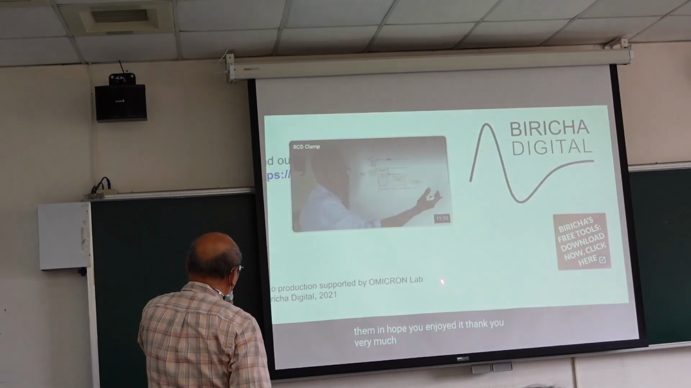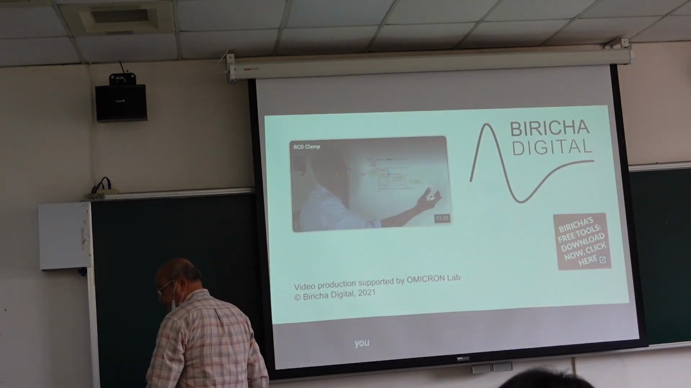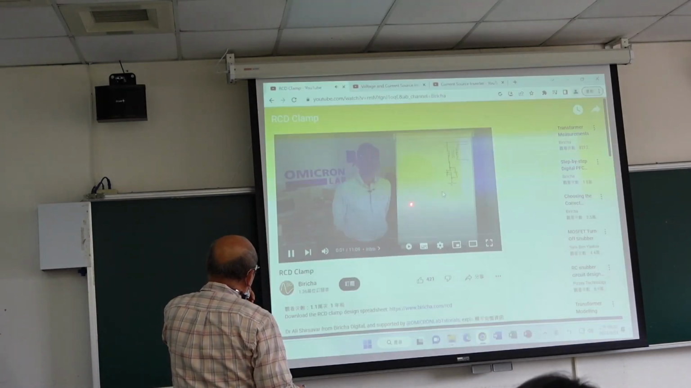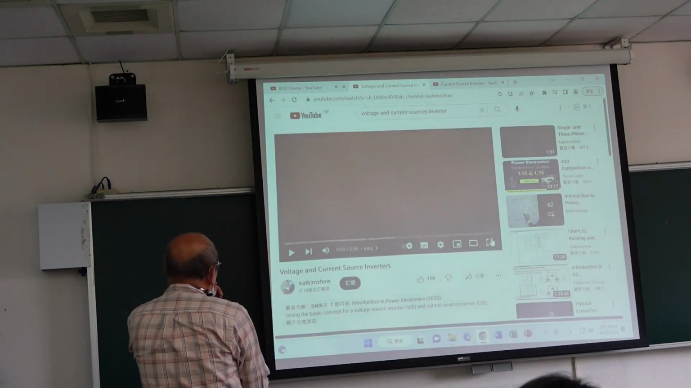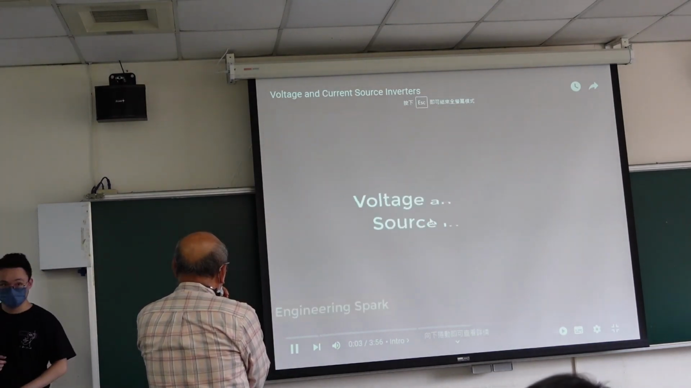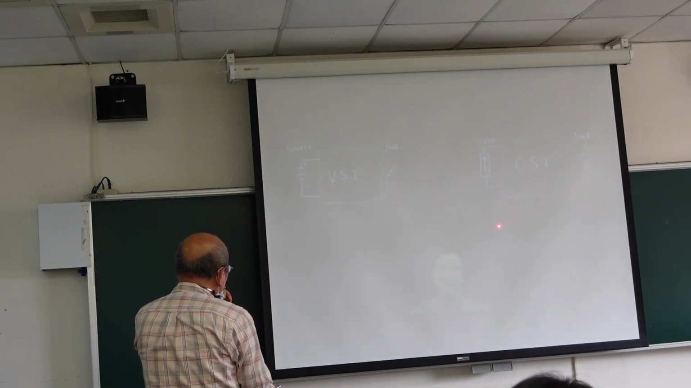Okay, then we can watch the next one. So the first one is the snubber circuit. And the second one is voltage important and the current important.